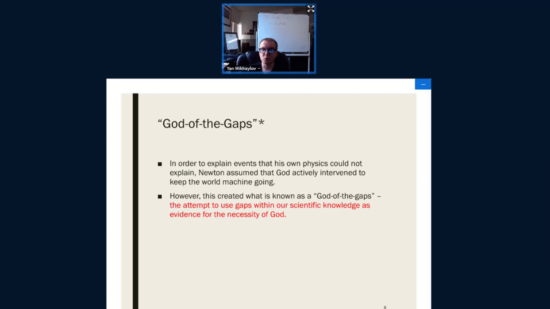There's another important thing, and by the way, this is how I'm going to be marking it. If you see the star and something is in red, you will need to know it for the exam. So pay attention. This is actually one of the questions we have on the review. God of the gaps. So what exactly is God of the gaps?